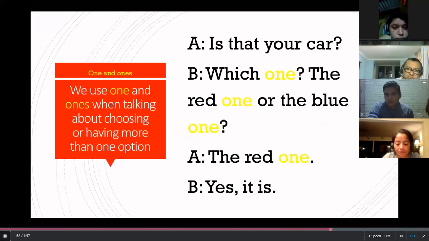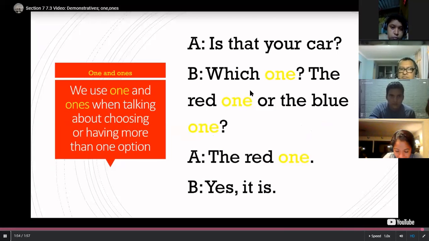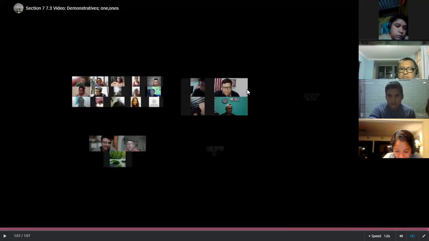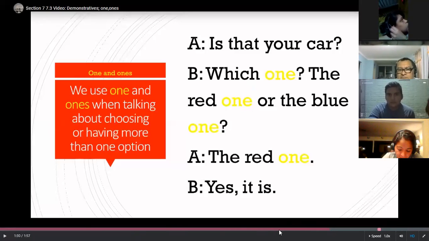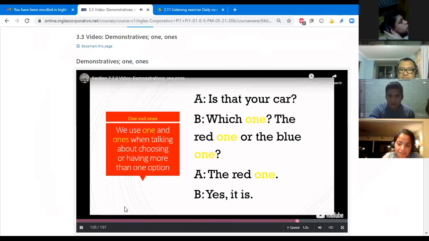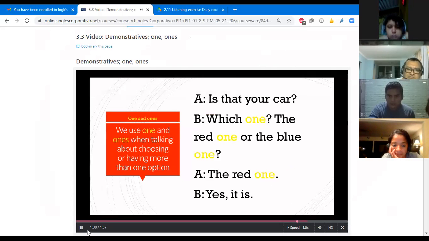In English, we use one or ones very often when talking about choosing or having more than one option. For example, I ask, is that your car? Which one? The red one or the blue one? The red one. Yes, it is. The words one or ones always go at the end of the question and answers, and they replace the noun in question. Those. In English, we use one or ones very often when talking about choosing or having more than one option.